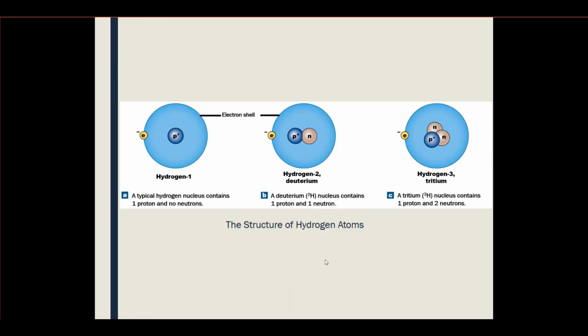Okay, so an isotope is an element or an atom that varies in the number of neutrons, right? These are all hydrogen, but notice again, each one has a different number of neutrons.